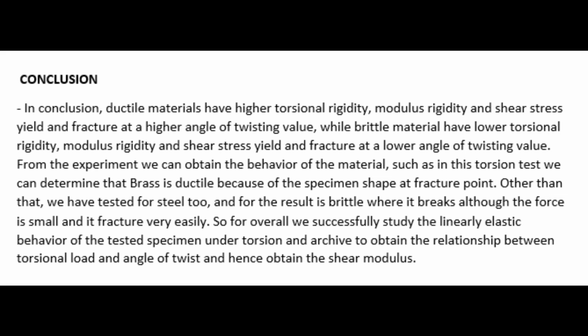From this experiment, we can obtain the behavior of the material, such as in this torsion test we can determine that brass is ductile because of the specimen shape at the fracture point. Other than that, we have tested steel too, and the result is brittle, where it breaks although the force is small and it fractures very easily. So overall, we successfully studied the linearly elastic behavior of the tested specimen under torsion and achieved the relationship between torsional load and angle of twist and hence obtained the shear modulus.